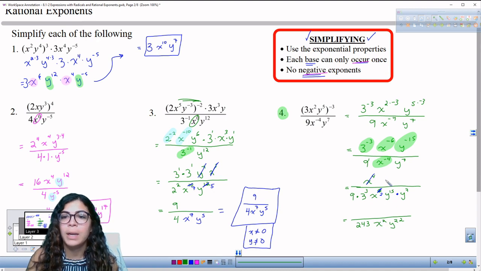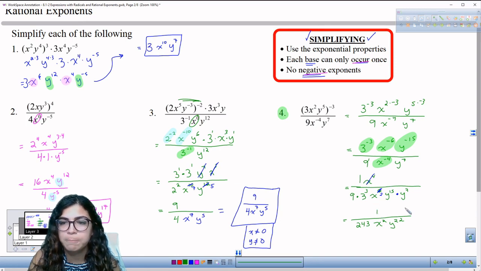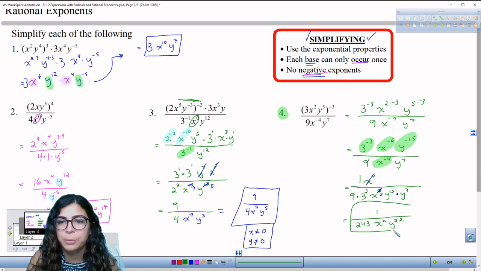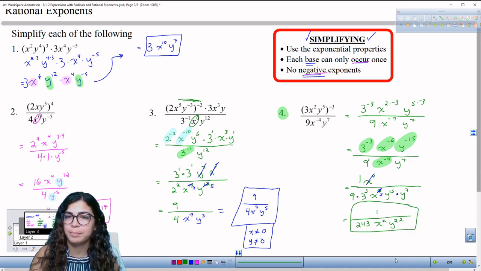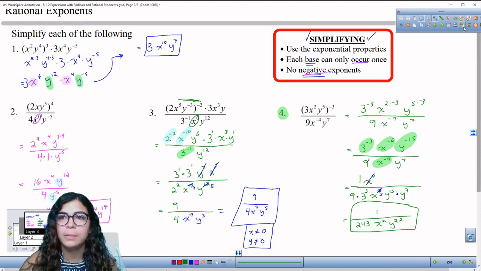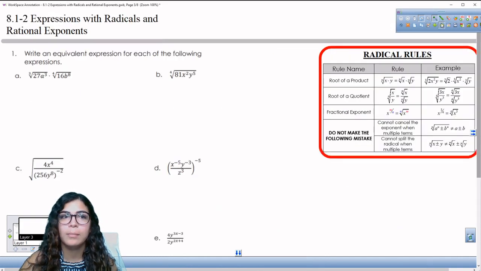All right, now in the numerator, we canceled out all of our different things, right? So really we just have a 1 there that remains. And that is the answer for number 4. All right, let's move on to some radical rules, okay?